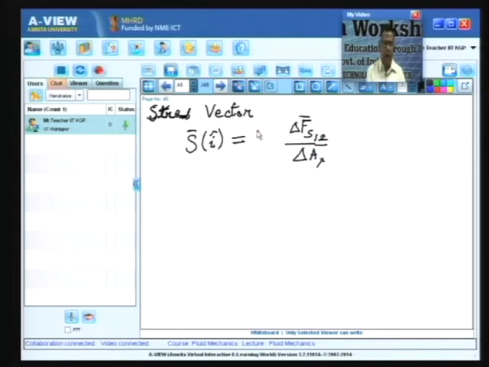Now, if I take the limit delta A x going to 0, this defines the stress at the point P on a plane which is perpendicular to the x direction.